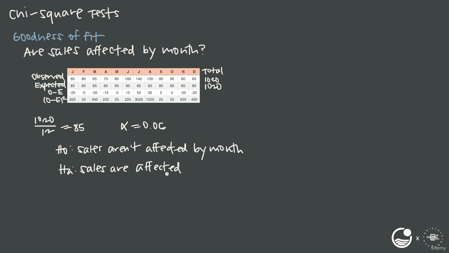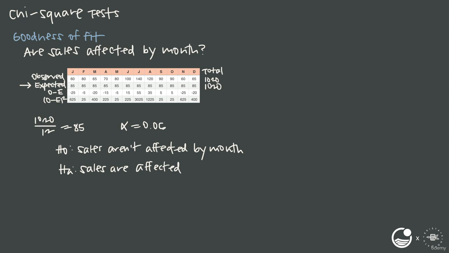So again, if sales aren't affected by month, then it would make sense that they would be evenly distributed over each month, and we would see something fairly consistent like this expected value of 85. Now, keep in mind here that we can't just lend support to the alternative hypothesis that sales are affected by month just by having different observed values than the value that we expect.